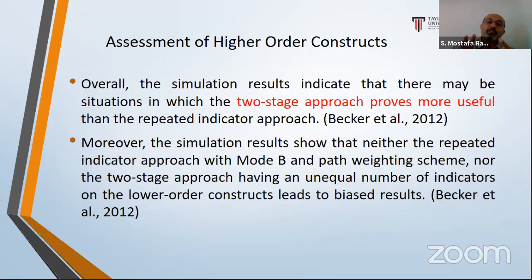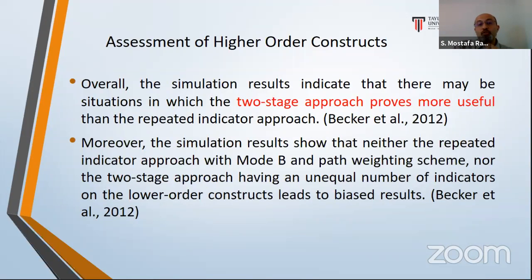Traditionally, for assessment of higher order constructs, we have two main approaches. One is repeated indicator, where we repeat the indicators of the first layer, the indicators of the dimensions, on the second order, based on the nature of items in the first layer. But based on Becker's work, if the second layer is formative, we have to use mode B, and prefer to use mode B for the second order.